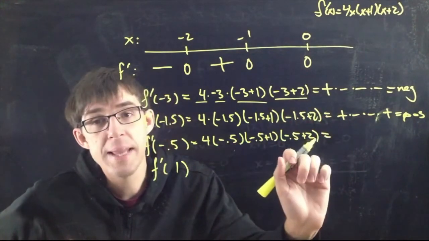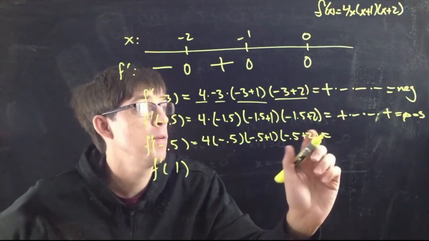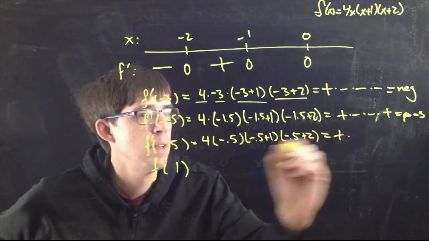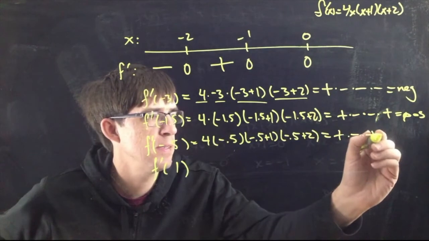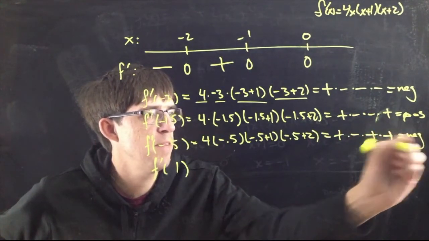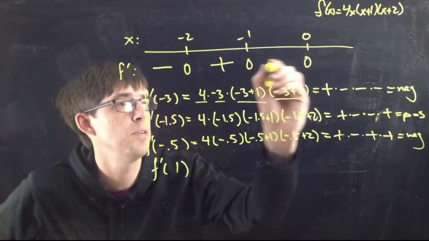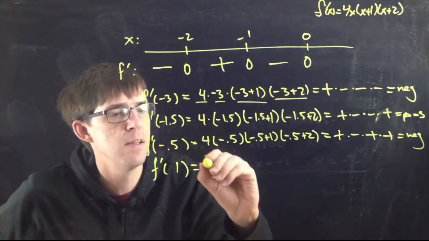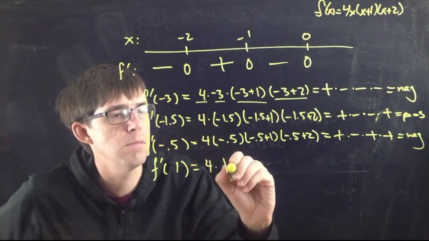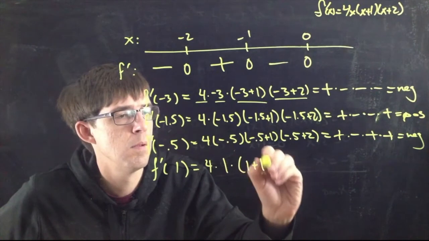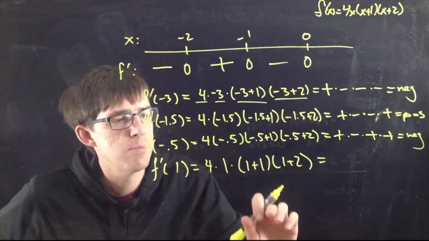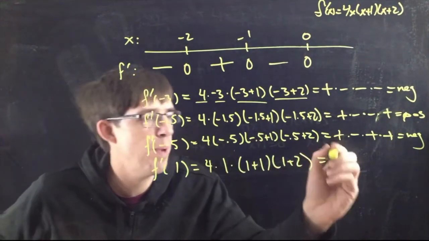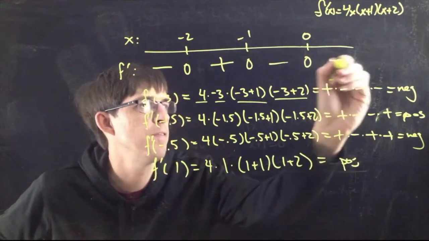All right, I plugged in negative 0.5 to those guys. I get a positive, a negative, a positive, a positive. And this ends up being negative because there was only one minus sign in there. So negative right there. And finally, this is the easiest one. 4 times 1. 4 times 1 times 2 times 3. These are all positive. So this is positive.